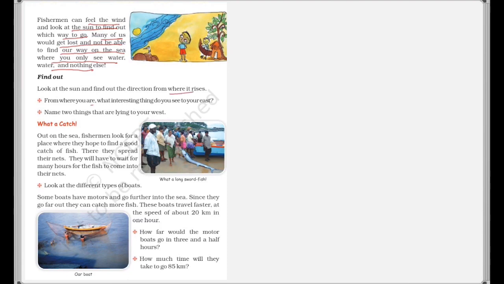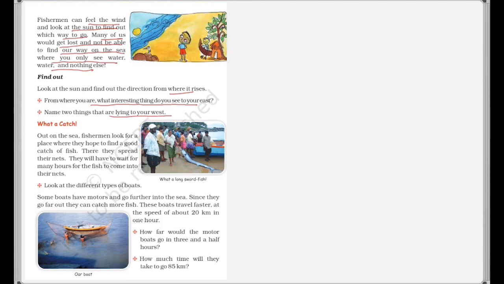Okay, so from where you are, what interesting things do you see to your east? Wherever the sun rises from is east. So look at the east and see what interesting things are there. And then also tell two things that are towards the west.